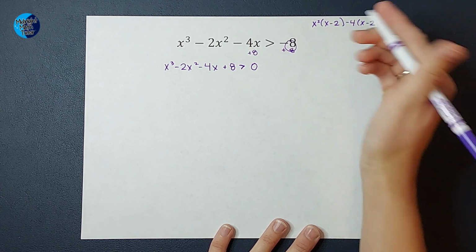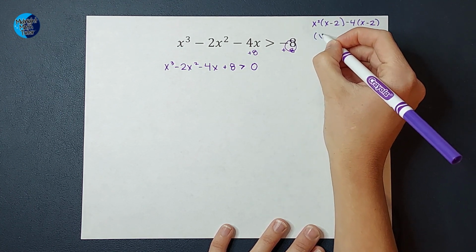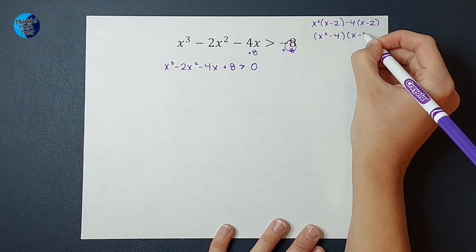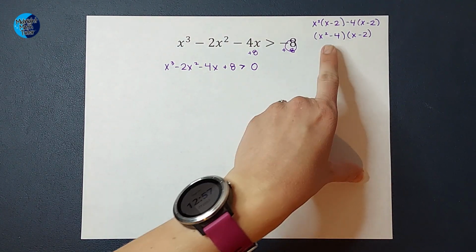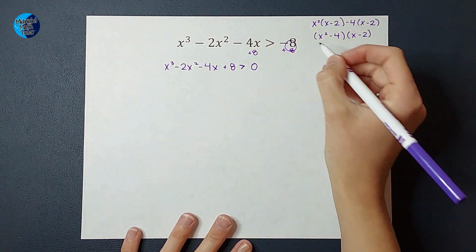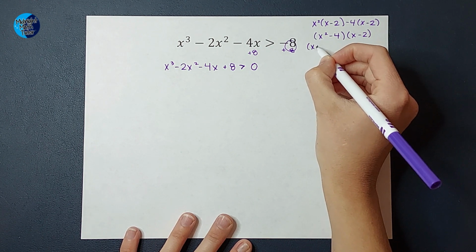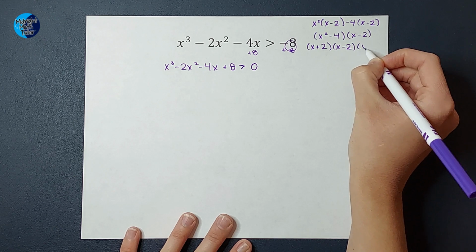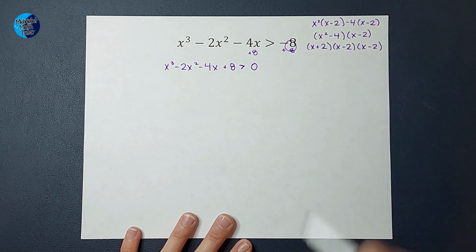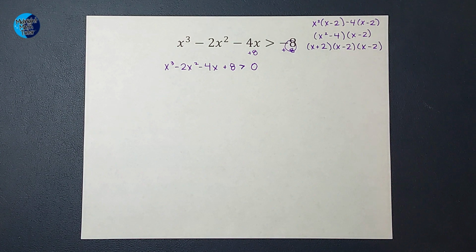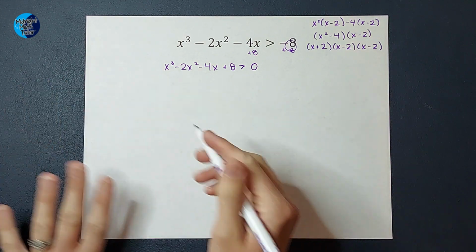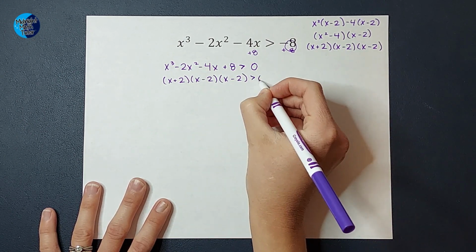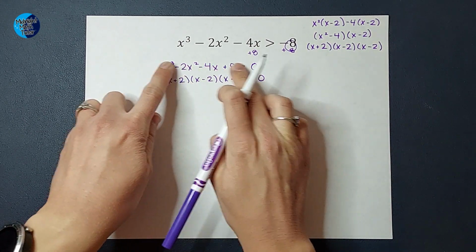So now I can pull out that x minus 2, right? And I end up with x squared minus 4 times x minus 2. Okay, and then I notice that's a difference of two squares. So it factors to x plus 2 times x minus 2 times x minus 2, or I could have written that as x minus 2 squared, either way. Okay, so now we're going to write it over here again. If I were to multiply these all out, I'd get this, right?